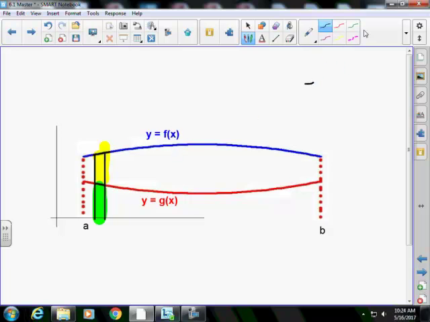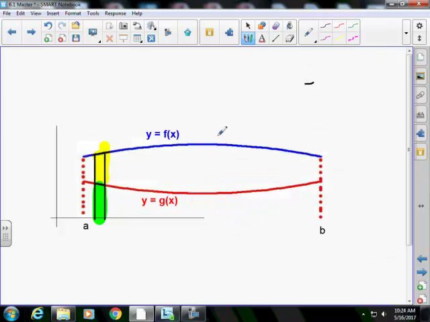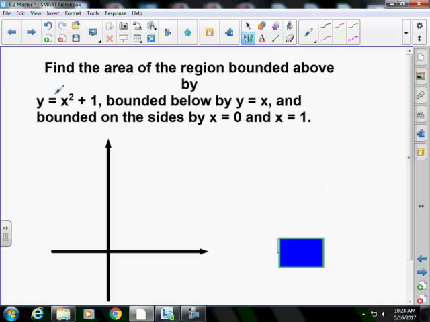So what we would do then is find the area between the two curves. We would take the area under the larger curve, or the higher function y equals f of x, and subtract the area under y equals g of x. So here's the first problem. Find the area of the region bounded above by y equals x squared plus 1, and bounded below by y equals x, and bounded on the sides by x equals 0 and 1.